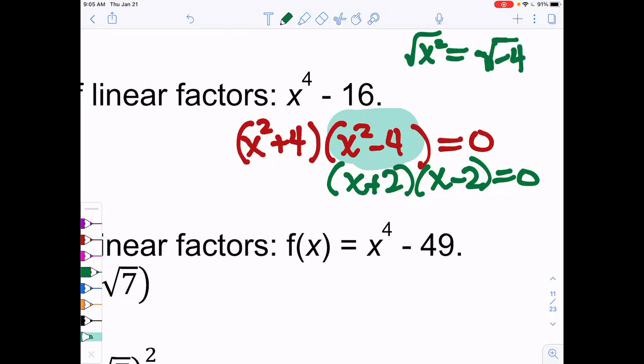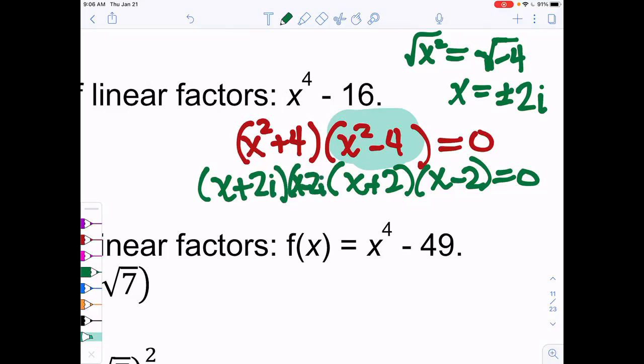And Hannah, the other two factors, when you take the square root of negative 4? Right. So those would become then our other two factors. The square root of a negative is an imaginary number. So we would end up with x plus 2i and x minus 2i.